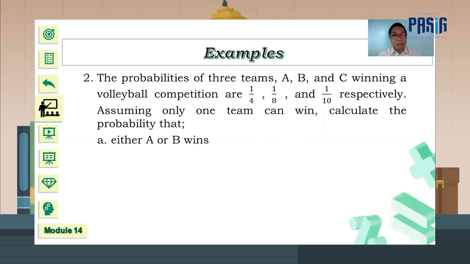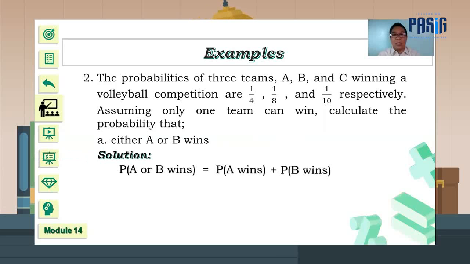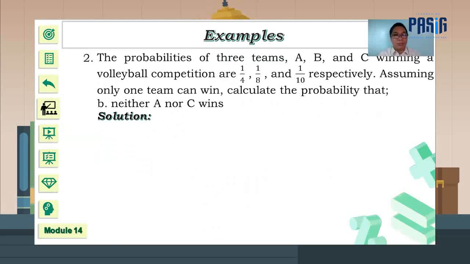For letter A, you have the probability that A wins plus the probability that B wins. The probability of A is 1/4 and the probability of B is 1/8. So simplifying, you have 3/8. Question for letter A, number 2, none. So let's proceed to B.